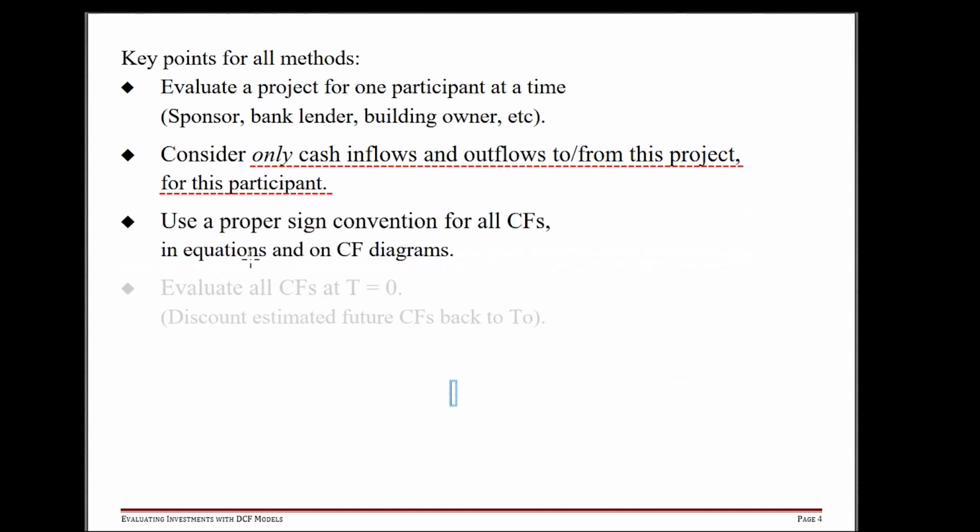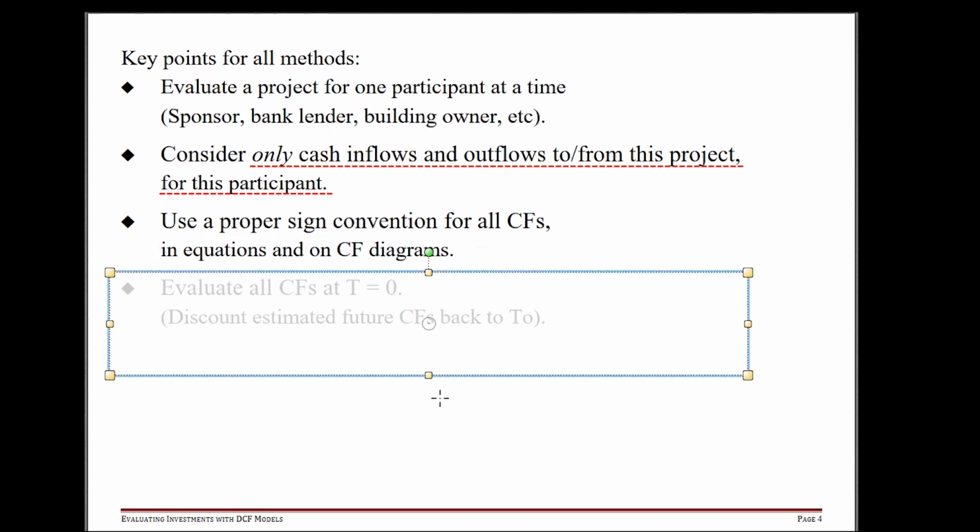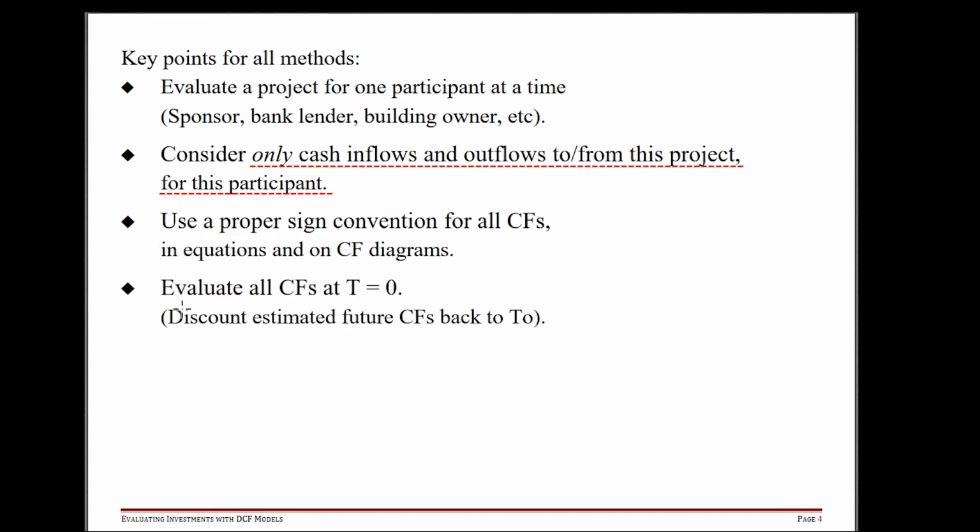Now, happily, we can use a proper sign convention for all of our cash flows in our equations and on cash flow diagrams. So no more of this common sense: we know the PV total has got to be negative in this case because it's an outflow, et cetera, et cetera. For every stinking cash flow for every project, assign it a proper algebraic sign. And then finally, we're going to evaluate all our cash flows at t equals 0. This is what I mean by normalizing them back to t equals 0, because then they're all on an apples to apples basis, and we can do things like add them together and make ratios out of them and stuff like that.